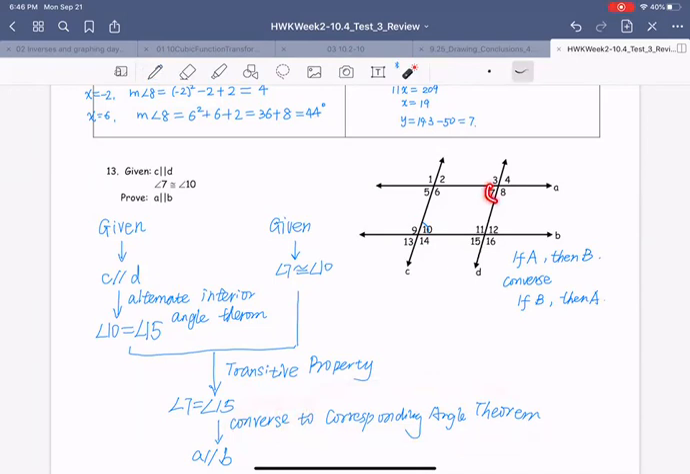Angle 7 and angle 15 are corresponding angles. If these two are equal, then these two lines are parallel. If we say these two lines are parallel, then the corresponding angles are equal. That is the corresponding angle theorem. But if we see these two corresponding angles equal, then the two lines are parallel, that's called the converse, right? This is what we practiced during the logical puzzle for the syllogism, right?